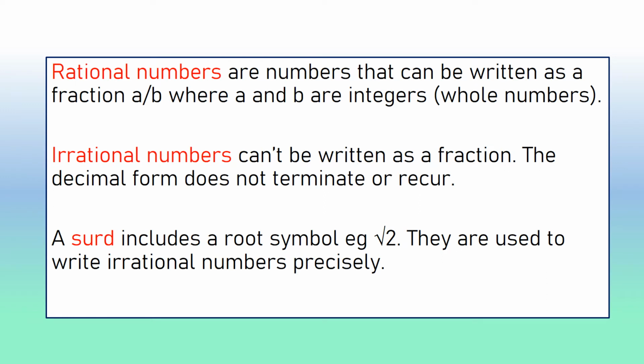Rational numbers are numbers that can be written as a fraction, like a over b, where a and b are integers or whole numbers. Irrational numbers can't be written as a fraction. The decimal form of an irrational number doesn't terminate or recur. So pi is a good example of an irrational number because the decimal version goes on and on and on, but it doesn't ever have a pattern that repeats. So a surd includes a root symbol, such as root 2, and they are used to write irrational numbers precisely.